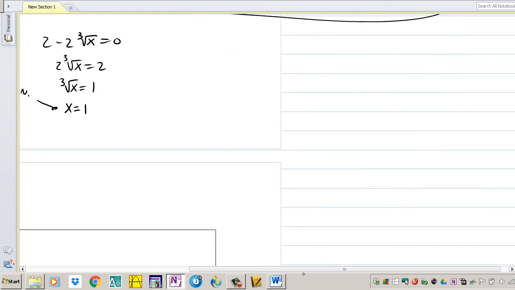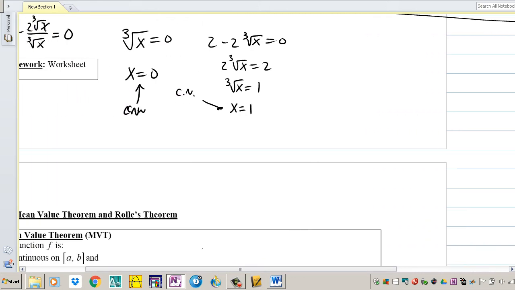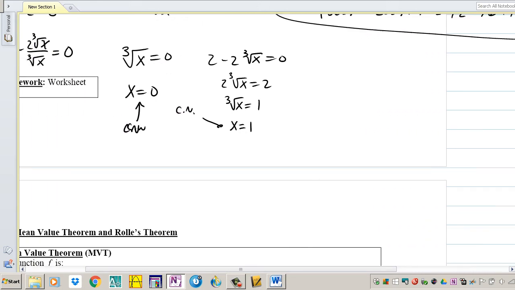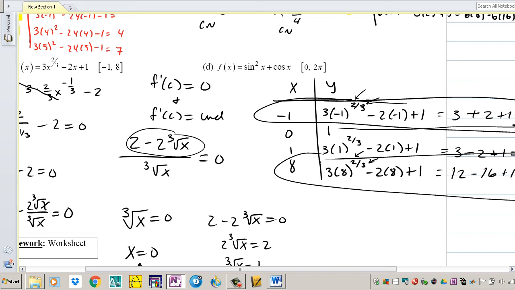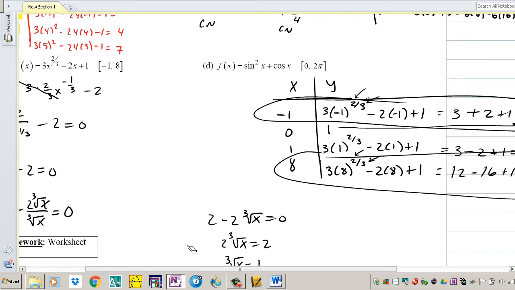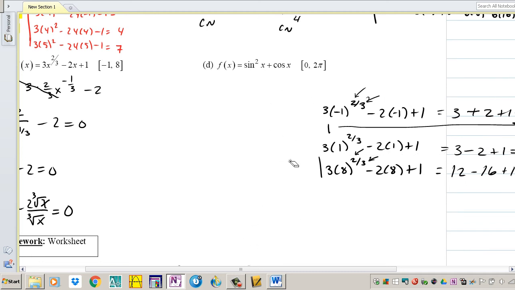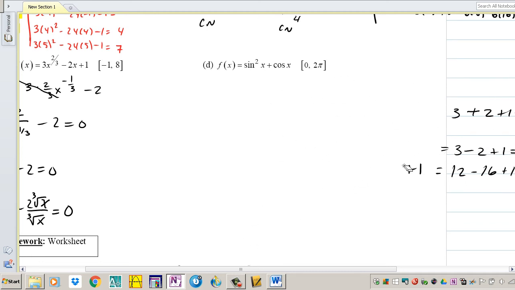One last problem to end this off. I need to erase all of this stuff. This problem won't take long. So we have a trig function now on the closed interval from 0 to 2 pi.